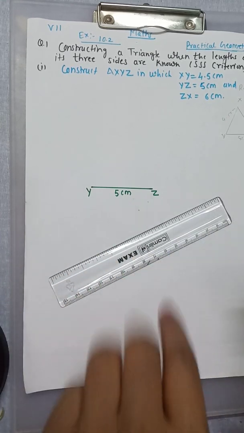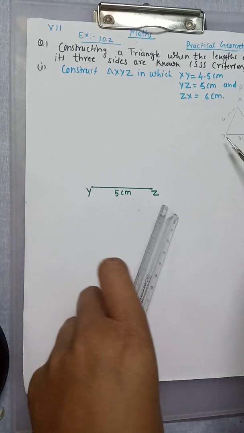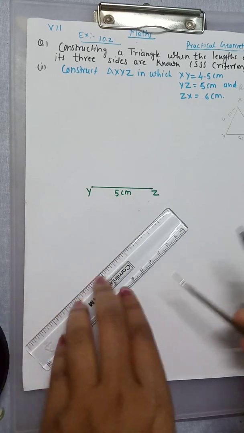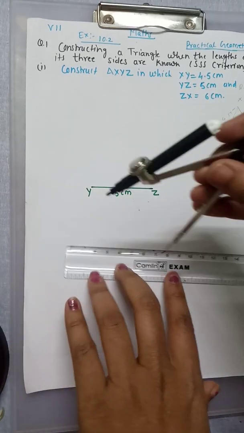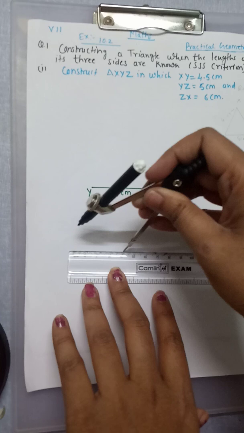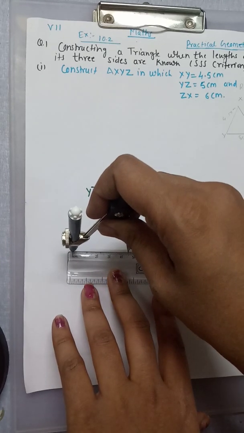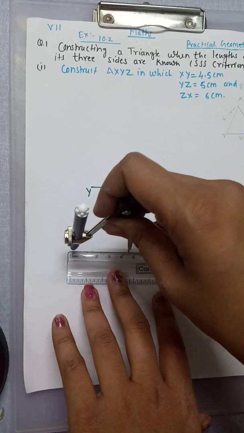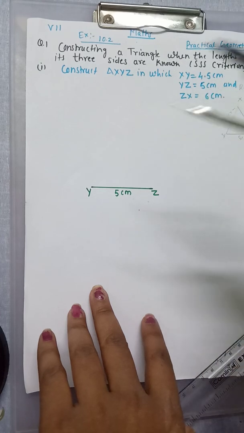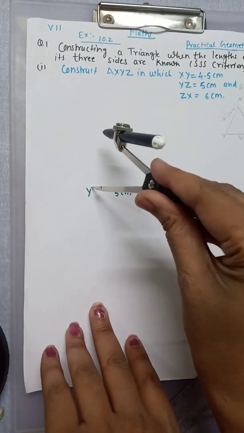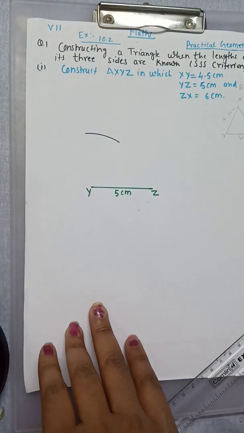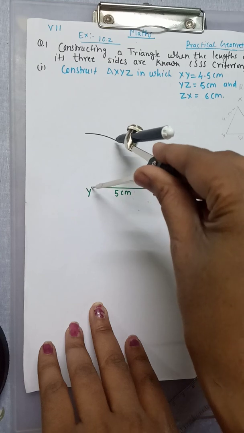Now after this, what we have to do, stretch your compass. This is your compass. Stretch your compass to 4.5 centimeter radius, with Y as the center. So stretch the compass 4.5 centimeter. With Y as the center, we have to draw one arc like this way.